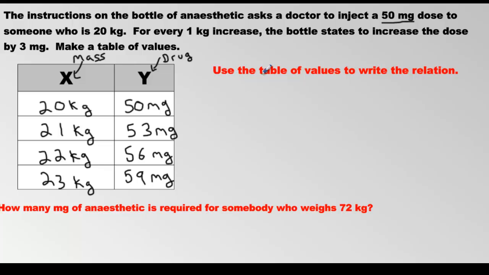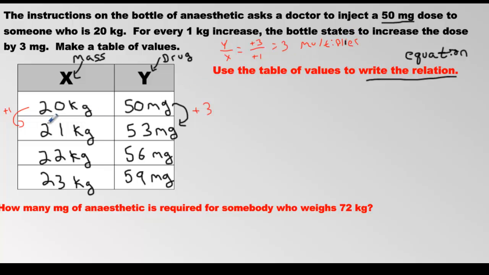Now it asks us to write the relation. In other words, write the equation. So we are going to do this the simple way. We're going to find the pattern here. It is plus 3, and here the pattern is plus 1. Divide the y pattern by the x pattern. So y divided by x equals positive 3 divided by positive 1 equals positive 3. So that's my multiplier.